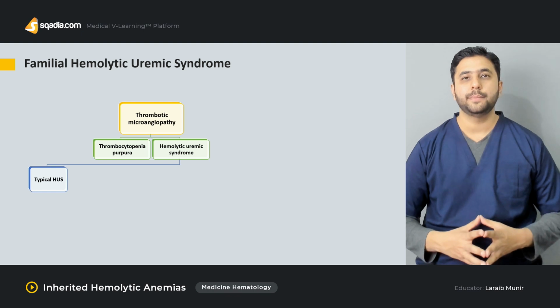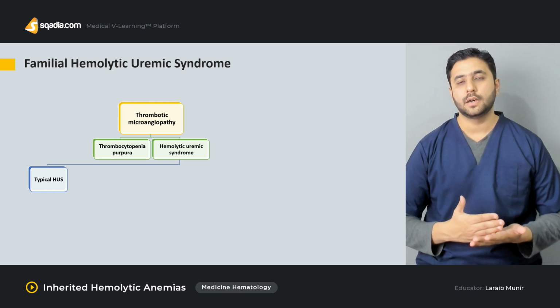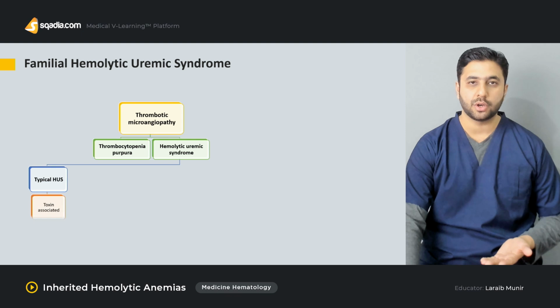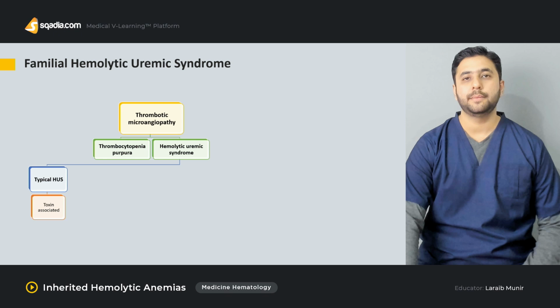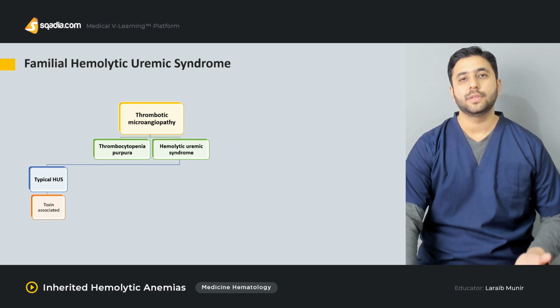The typical hemolytic uremic syndrome, which we define as an acquired problem, is basically because of a Shiga toxin. It is a toxin-associated problem. The Shiga toxin is produced by the E. coli bacteria, and that leads to development of this syndrome.